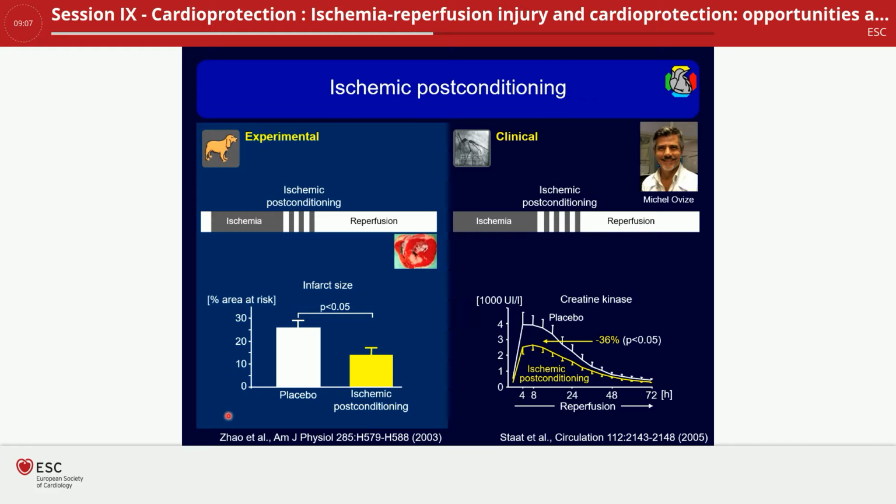Look at the data below. The dog publication in 2003, the clinical paper 2 years later in 2005, in a group of patients where Michel Ovize actually did a post-conditioning intervention in patients with an acute ST segment elevation infarction, and he used creatine kinase as the measure of infarct size, and that was reduced by about 40%.